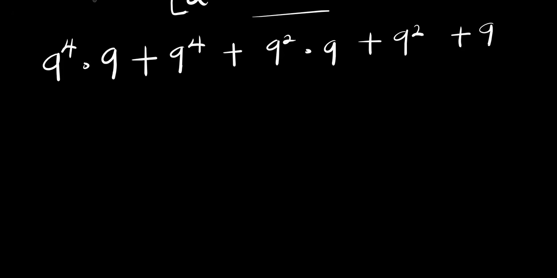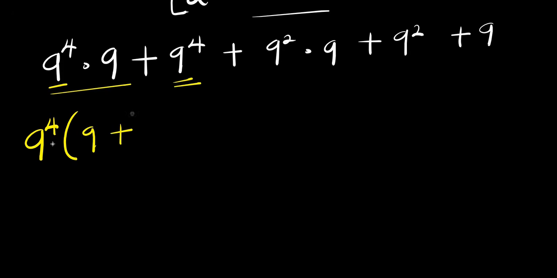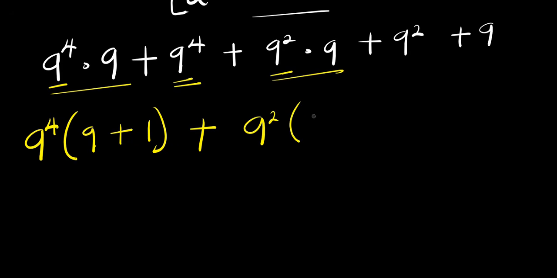So from here, I can factor out 9 power 4. I have 9 power 4 times this divided by 9 power 4, I have 9, plus 9 power 4 divided by 9 power 4, I have 1, plus, I factor out 9 power 2 times this divided by 9 power 2 of 9, plus 9 power 2 divided by 9 power 2, I have 1 plus 9.